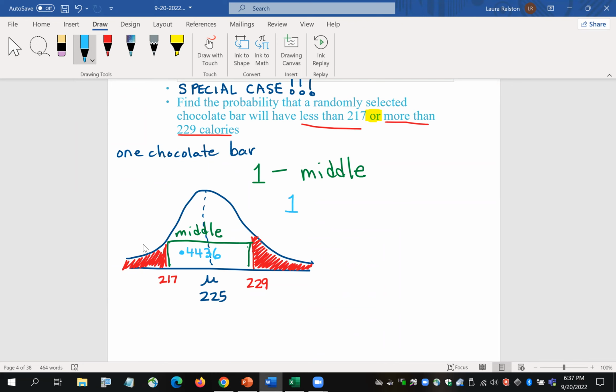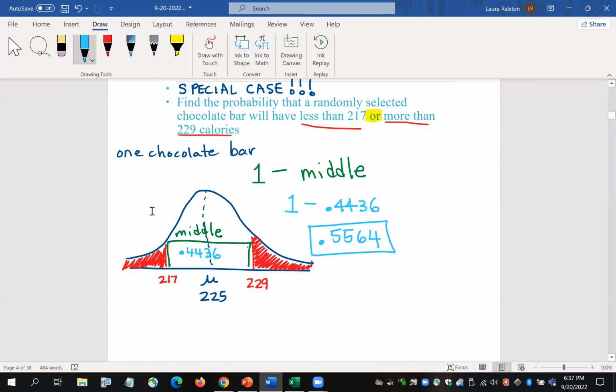So I'm going to do 1 whole minus 0.4436. And then I'm going to do that subtraction on my calculator. So I do 1 minus 0.4436, which gives me 0.5564. That would be the answer that you want to enter if you were doing this problem on a quiz.